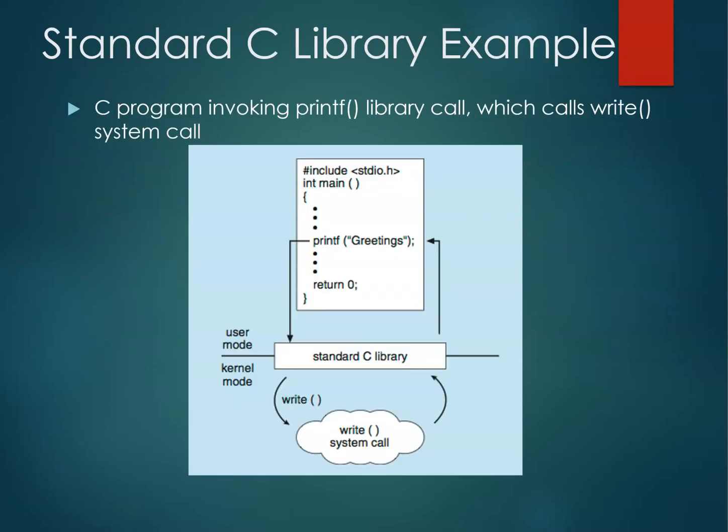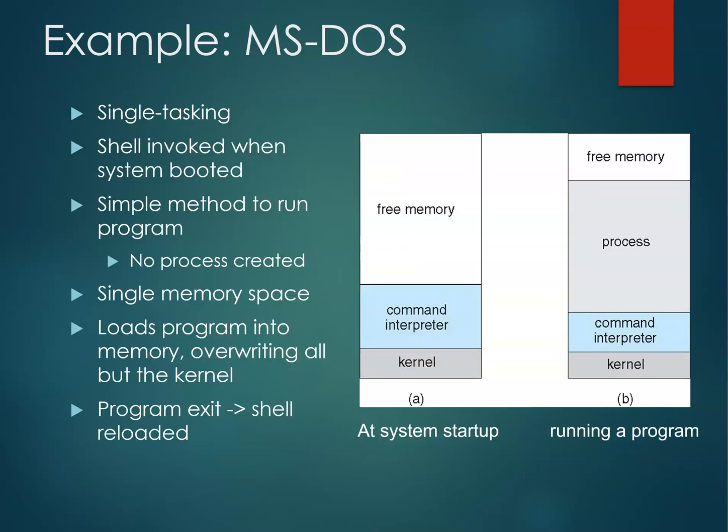Here's a standard C library example. printf is a library call which calls write, the system call. So here's main, it calls printf. It drops into the standard C library which calls write, which is a system call in kernel mode. And when it's done, it pops out to the C library, which pops back out to our application.